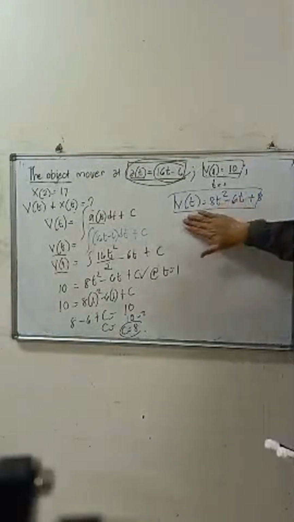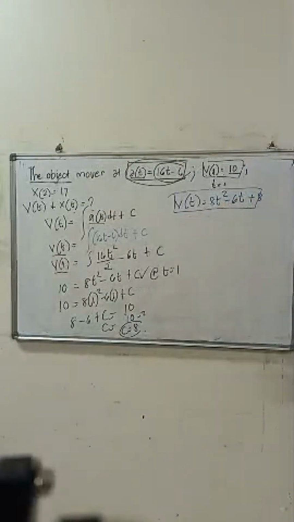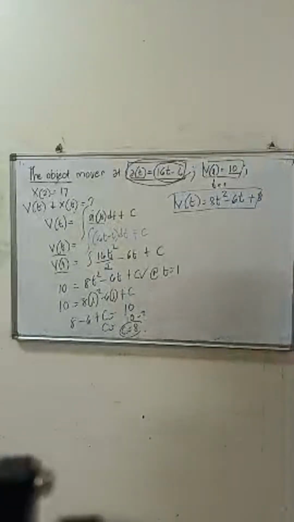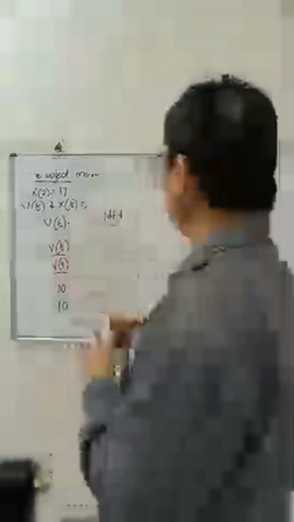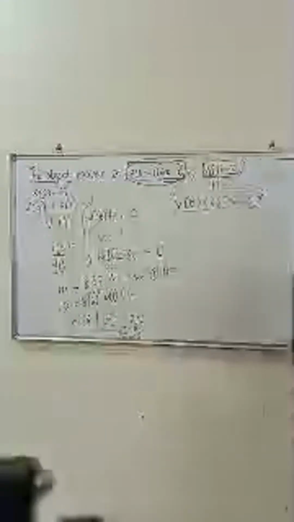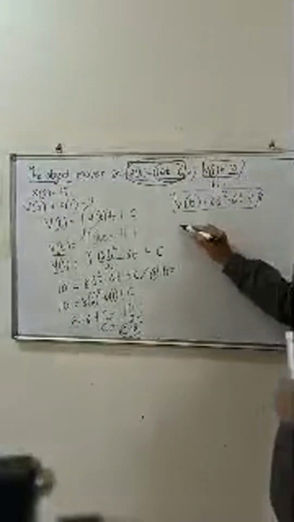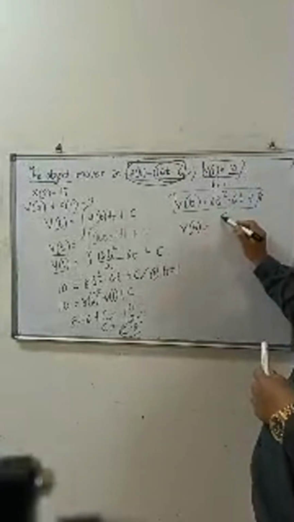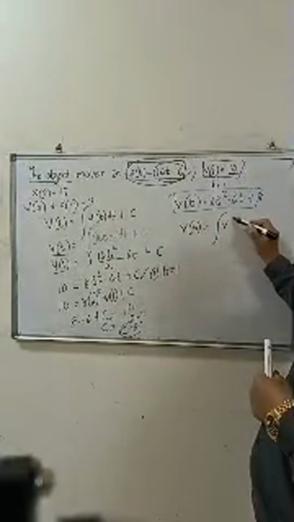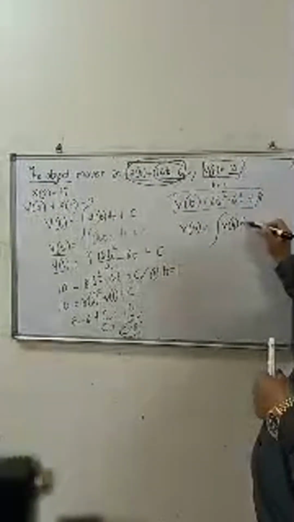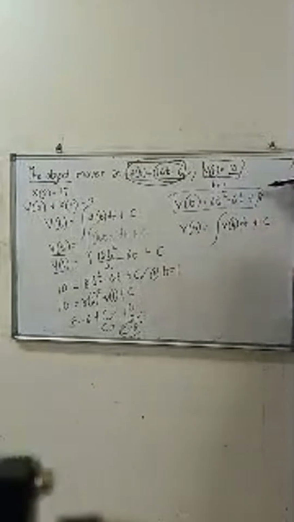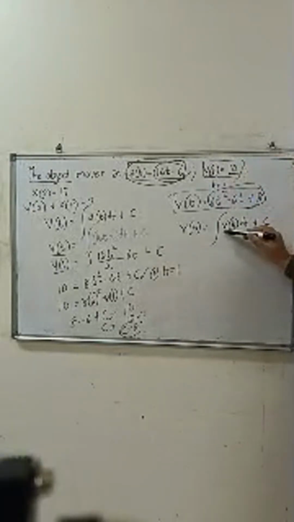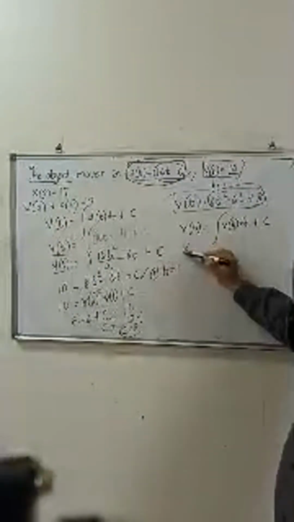That's why we have the velocity function of t. Stop here already. Since we are computing for x(t), what is the formula? The formula of x(t) is x function of t equals the integral of v function of t dt plus c. Now you have the v(t) here, so substitute it here.